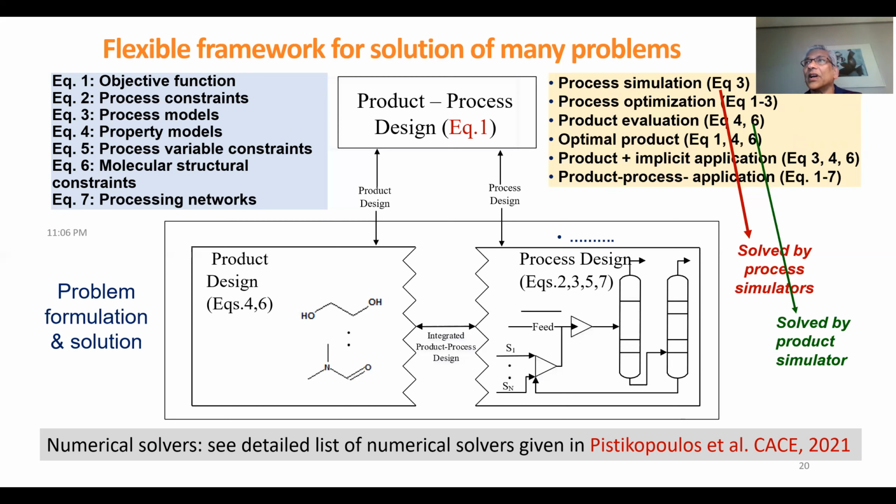But equation 3 would be a simple model. If we want to solve everything, then we take equations 1 to 7. With respect to the solvers, if you look at the paper here, a recent paper that came out in Computers and Chemical Engineering, the next generation for process systems engineering, there is a very nice list of solvers that can be used for different kinds of problems.